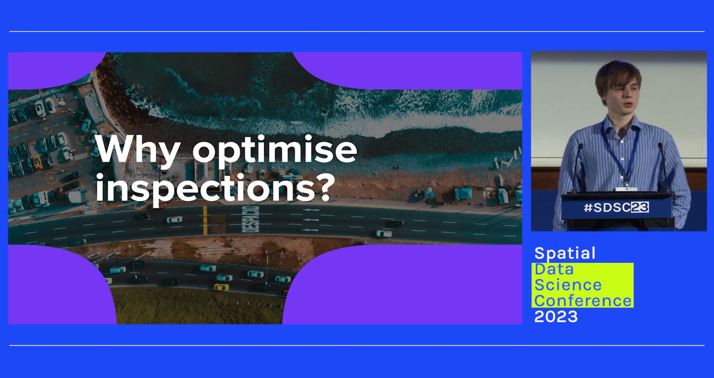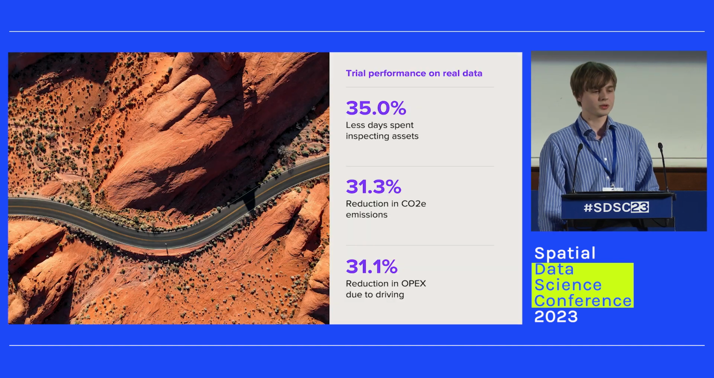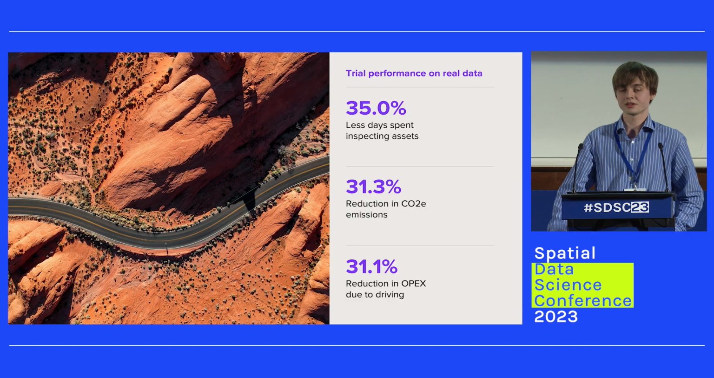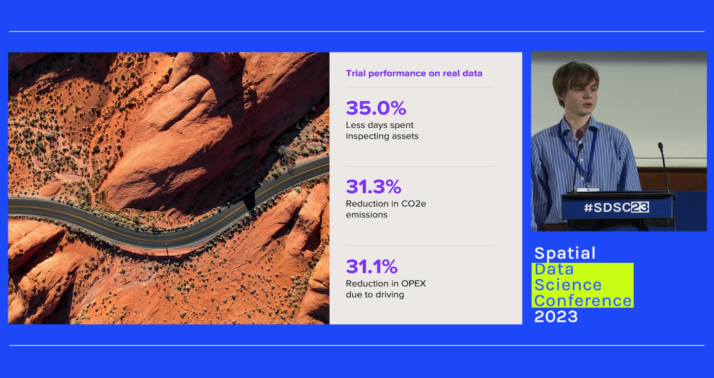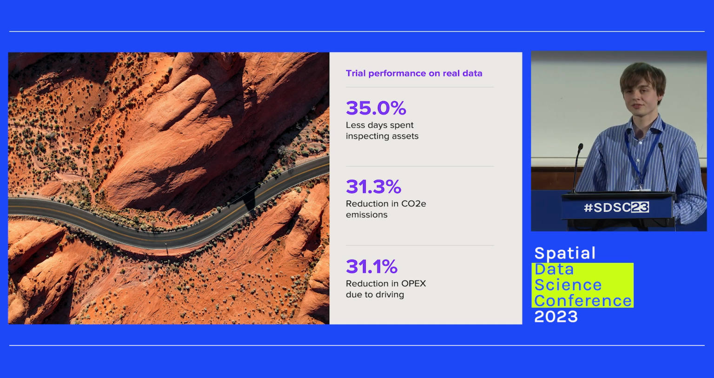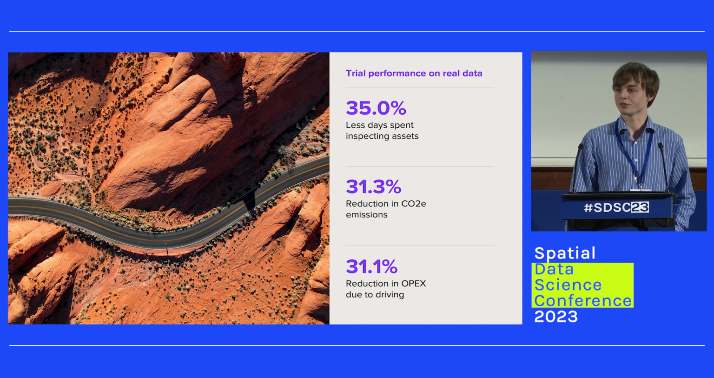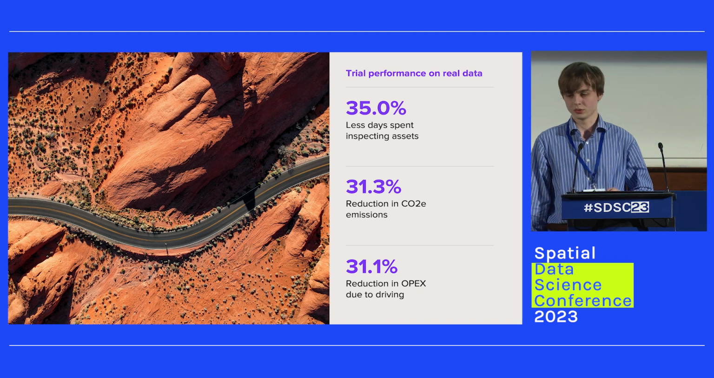So why optimize? What results can we expect? In this project, we managed to get savings of about 30% across the board. We were able to ensure that the inspectors had to spend about 35% less days going and inspecting their assets. And we got about a 31% reduction in emissions, labor costs of driving, and costs of fuel.